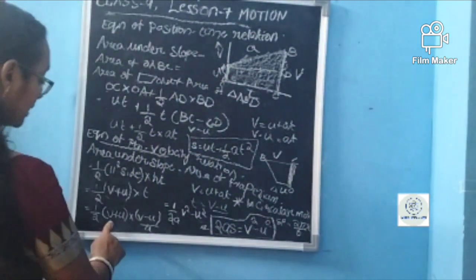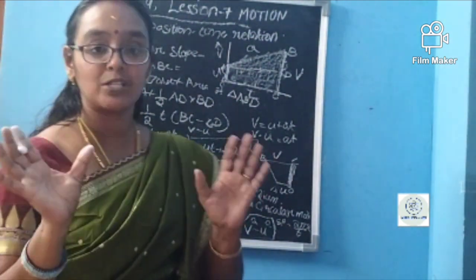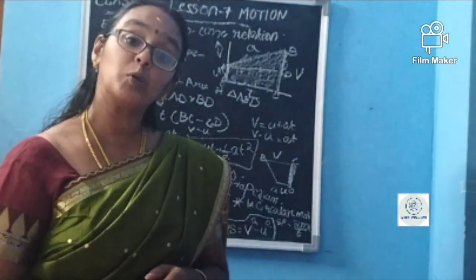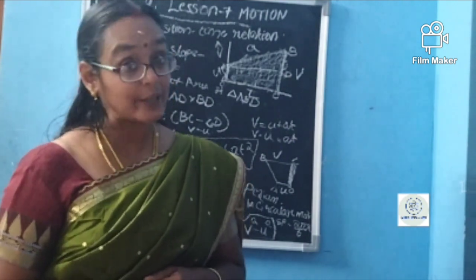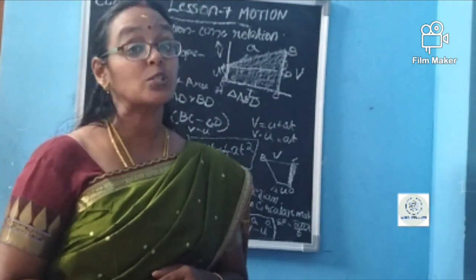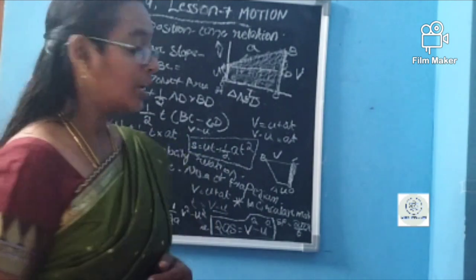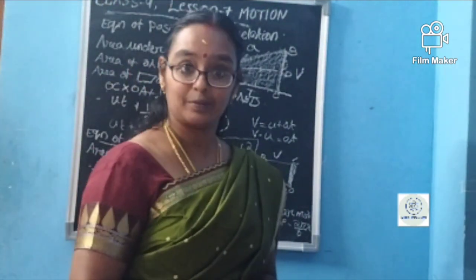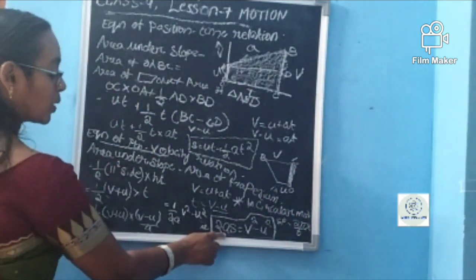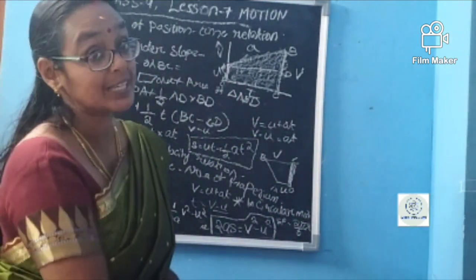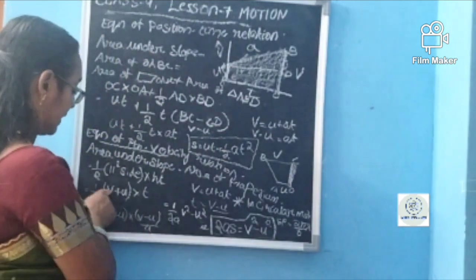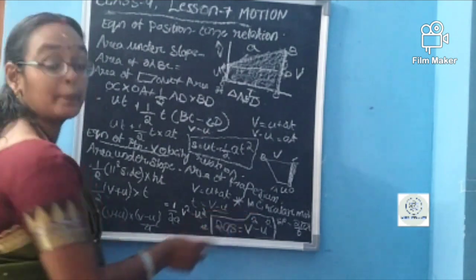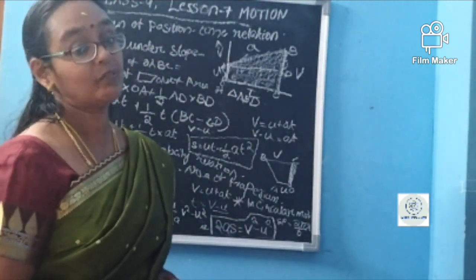So, when we substitute, (u plus v) into (v minus u) will come. What is the other form of (a plus b) into (a minus b)? (a plus b) into (a minus b) is equal to a square minus b square. You have learned it, right? So (v plus u) into (v minus u) will become v square minus u square. So v square minus u square will be 2as. What is s? s is the displacement. So 2as is equal to v square minus u square. In that manner, we will get it.